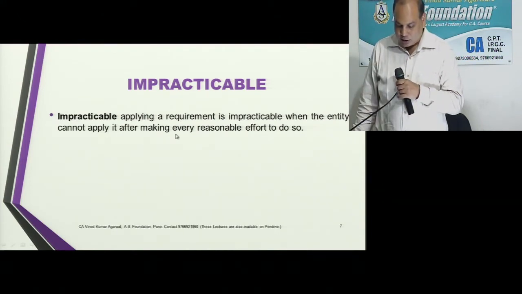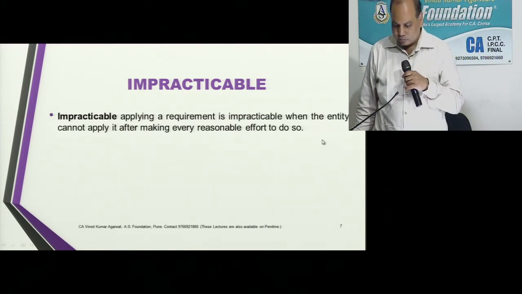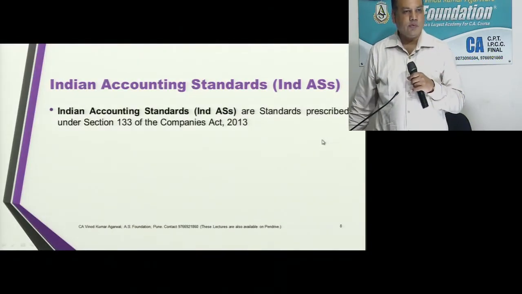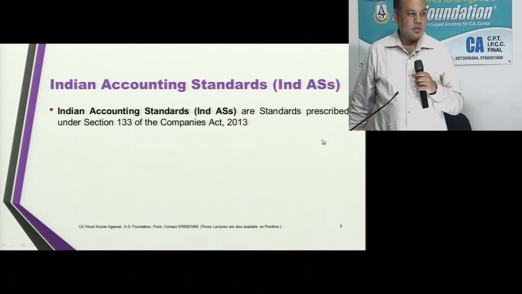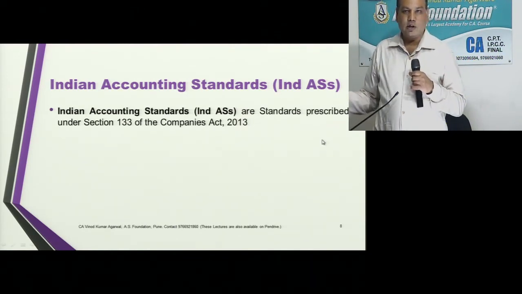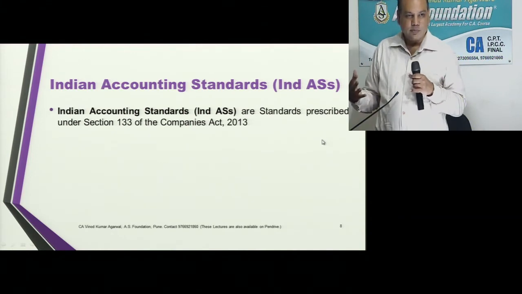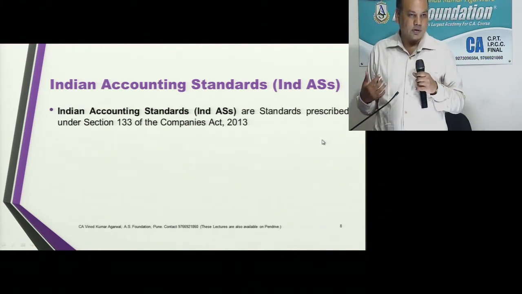Applying a requirement is impracticable when the entity cannot apply it even after making every reasonable effort to do so. One example could be valuation, because most of the Ind AS will say valuation of this item or that item. You may not have the expertise to do that valuation.